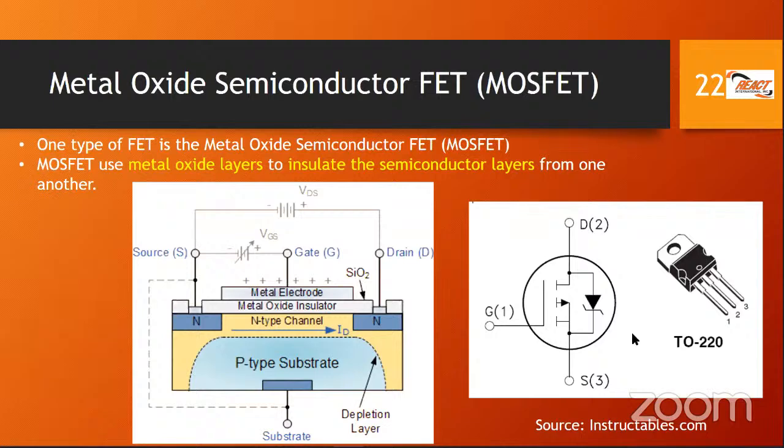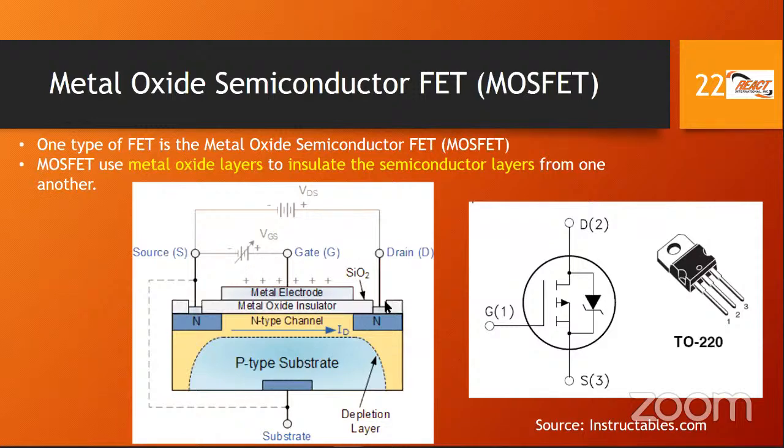And on the right-hand side here, you have a P-junction type MOSFET, and this is what it may look like in real terms. When you look at the component, this is what it may look like. But the important thing for us to know is that the MOSFET is a type of FET. The MOSFET is a type of field effect transistor. We need to know that. And we also need to know that what makes it a MOSFET is the use of what we call the metal oxide layer that is used to insulate the semiconductor layers from one another.